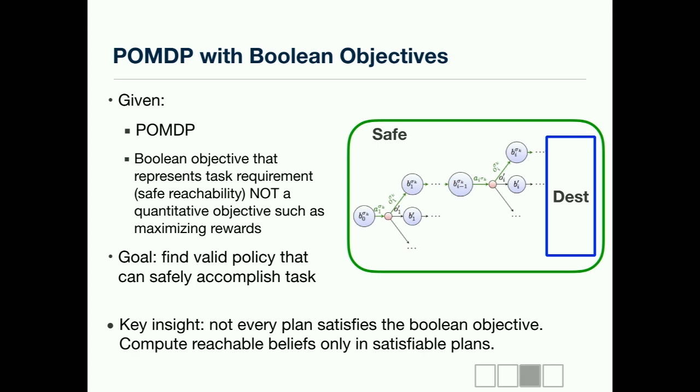I understand that. But we found that sometimes tweaking the problem, that is not trying to maximize rewards as is typically done in POMDPs, but having a Boolean objective that says the robot always should be safe and should reach the destination, allows us to contain the problem. The insight here is that not every plan can satisfy the Boolean objective, so compute reachable beliefs only on the satisfiable plans. We have found how to do that, nice representations and quick solutions.